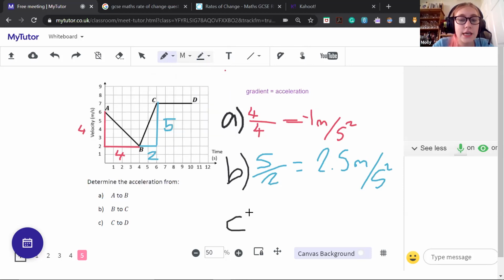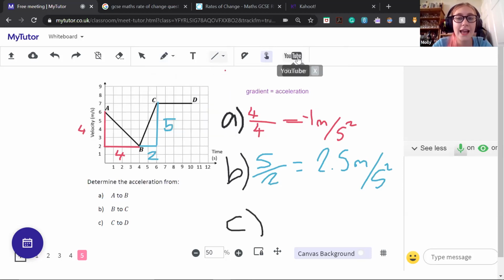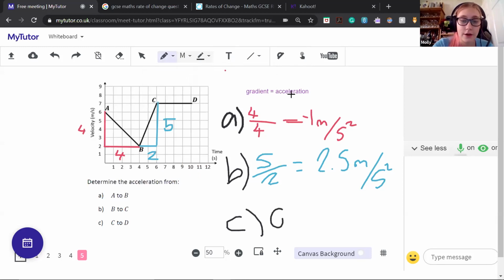Finally, question C. Well, we can kind of calculate the gradient. Let's think about it. What's our y value? 0. It doesn't increase or decrease at all. It doesn't change. So it doesn't really matter how many seconds it's over. It's over 4. So if we do 0 meters per second in 4, 0 divided by anything is 0. So the gradient of a flat line is always 0. 0 meters per second squared.